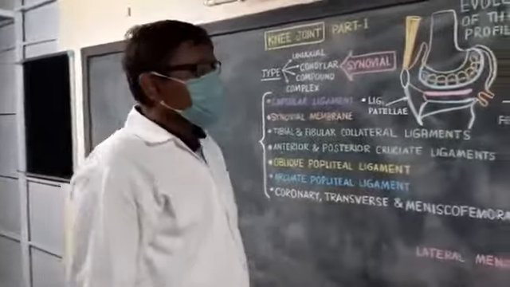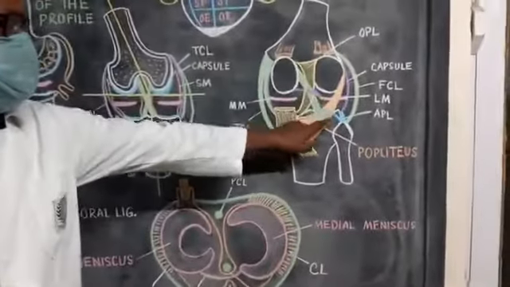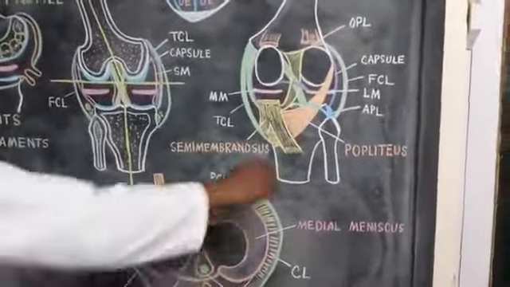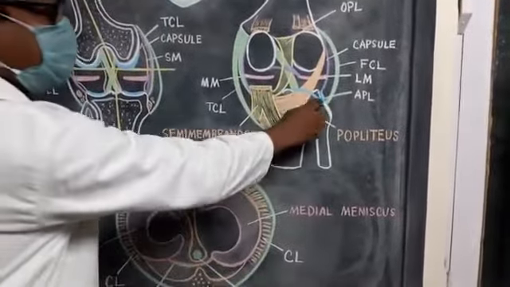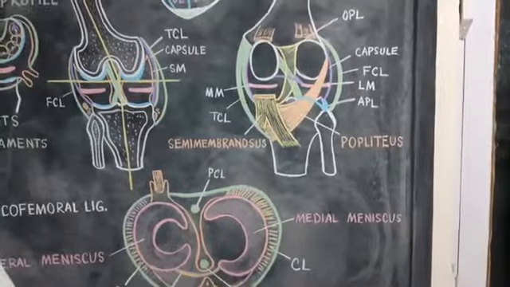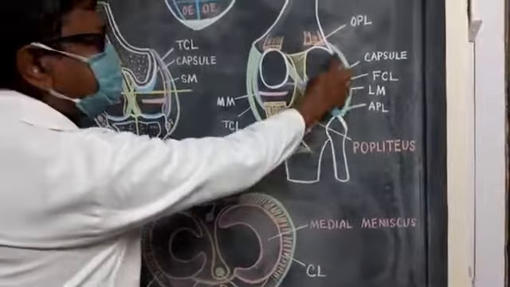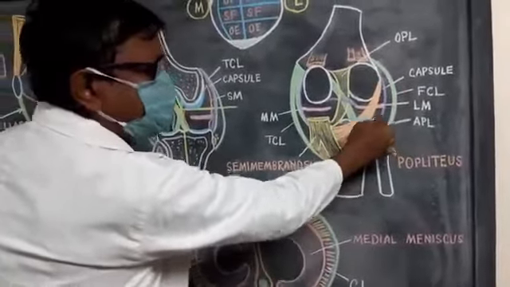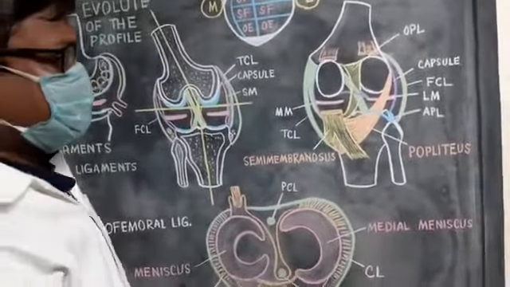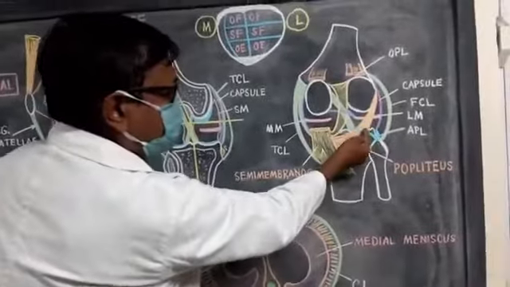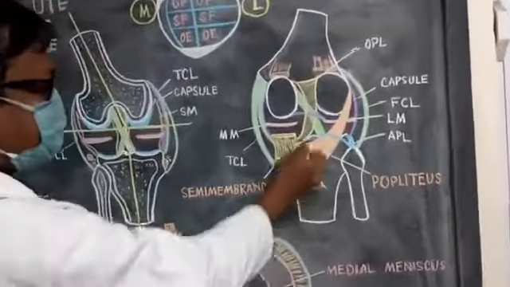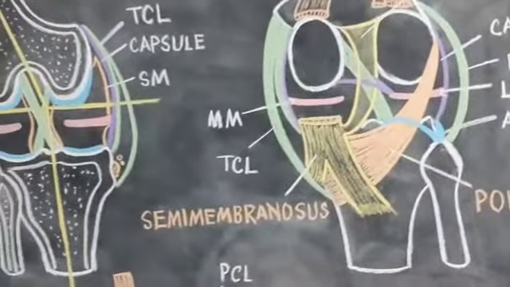The arcuate popliteal ligament is a Y-shaped band. Its stem is attached to the styloid process of the head of the fibula. The anterior band passes deep to the fibular collateral ligament and is attached to the lateral condyle of the tibia, and the posterior band arches over the popliteus muscle and is attached to the lateral condyle of the tibia.